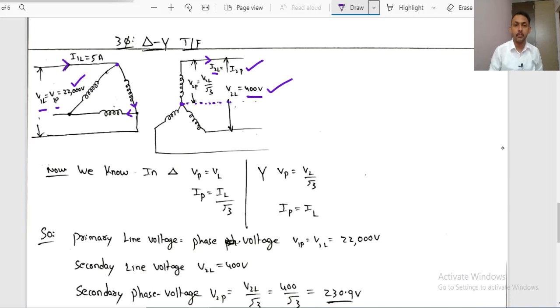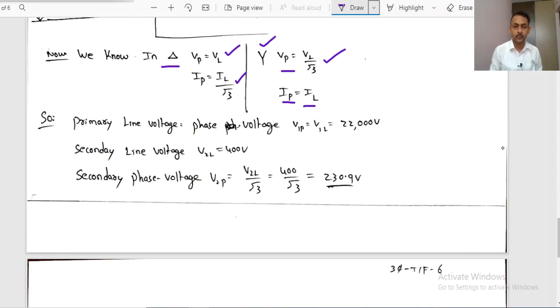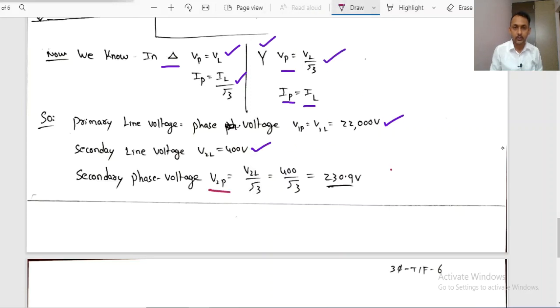Therefore, dear students, from this diagram, V phase equals VL and I phase equals IL by root 3, because this is a delta connection. In the secondary side, phase voltage equals line value by root 3 and the phase current is the same as line current, because this is star connected. Now, depending upon the values, we can substitute. Primary side phase voltage is 22,000 volts, and V2 phase is V2L by root 3, 400 by root 3, that is 230.9 volts.